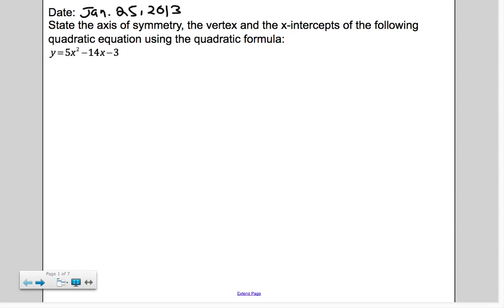Okay, so we have the equation y is equal to 5x squared minus 14x minus 13. Now I purposely put the order in this manner, right? Axis of symmetry, you don't actually need the quadratic formula for. There's a shortcut to that. Do you guys remember what it was? Axis of symmetry?